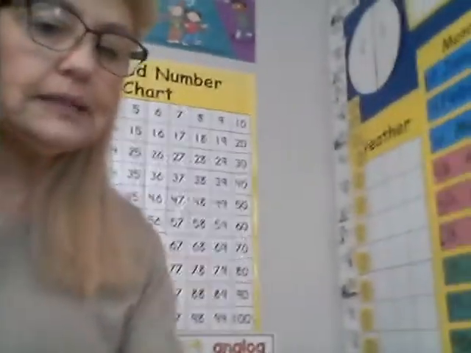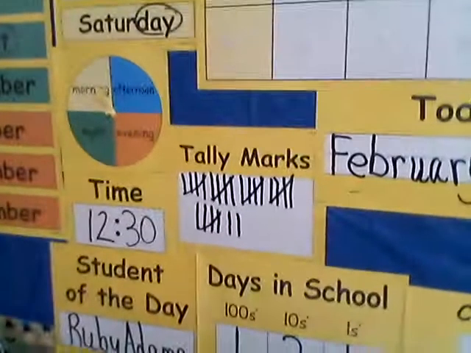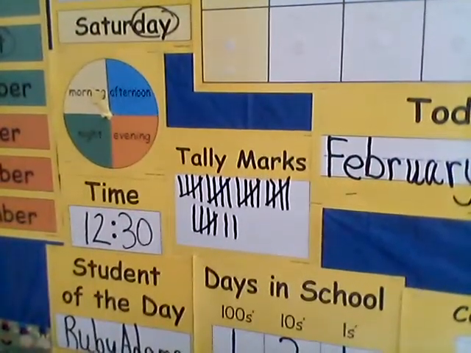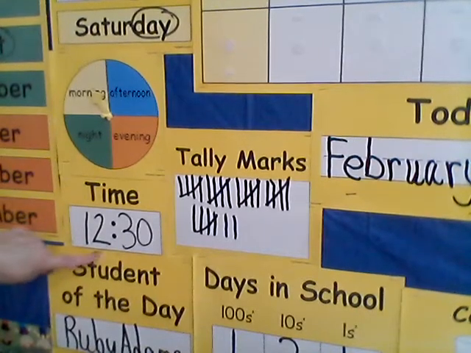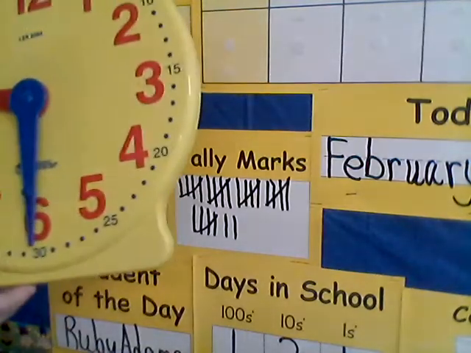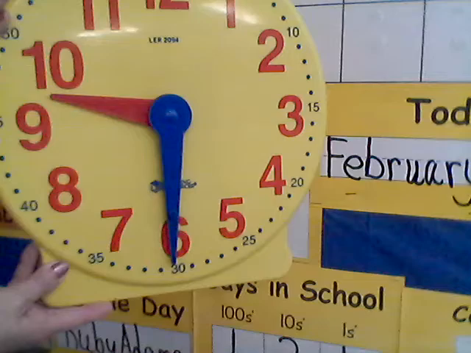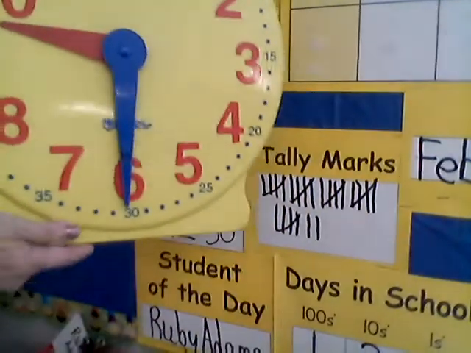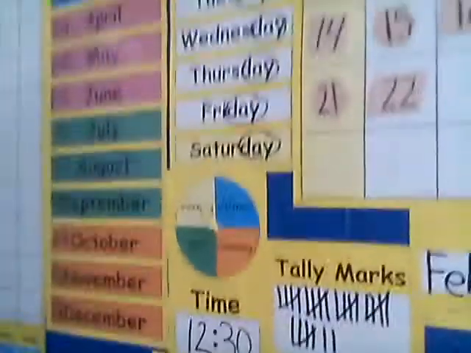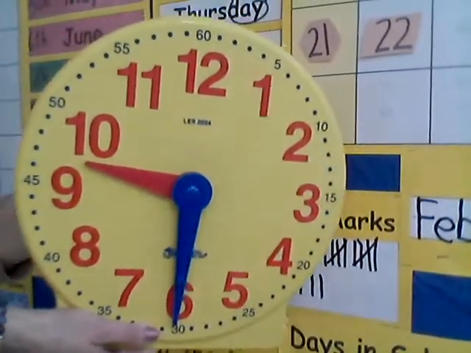All right. So really quickly, before we sign off, let's look at our digital clock. Digital clock reads 12:30 or half past 12 o'clock. Analog clock reads 9:30 or half past 9 o'clock. So we have to match our analog to our digital. So we need to find 12:30. Okay, so here we go.